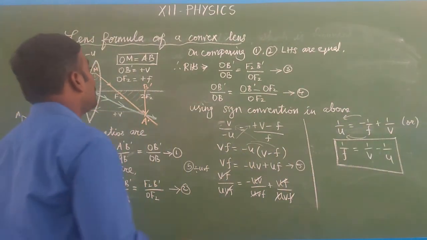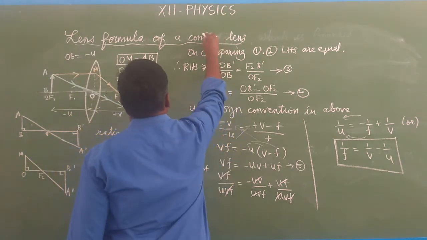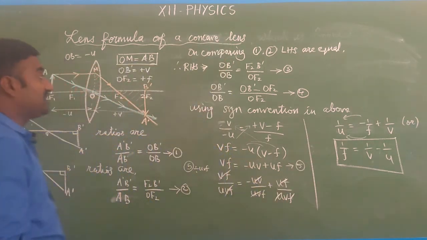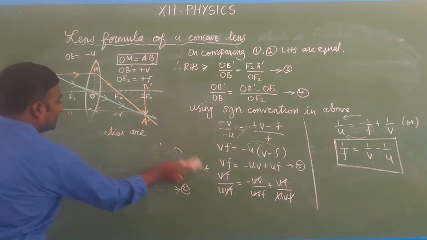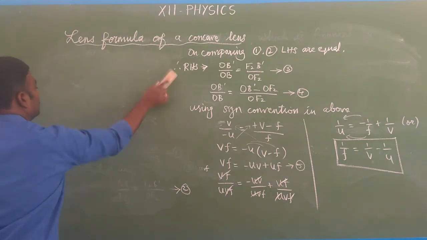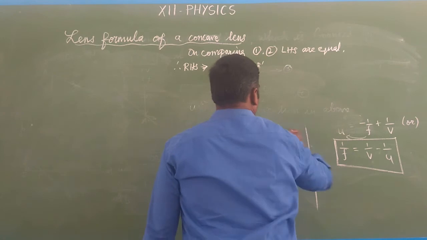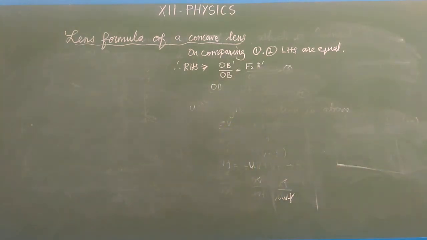Next, we are going to see the lens formula for a concave lens. The same formula, but how does it come for a concave lens?